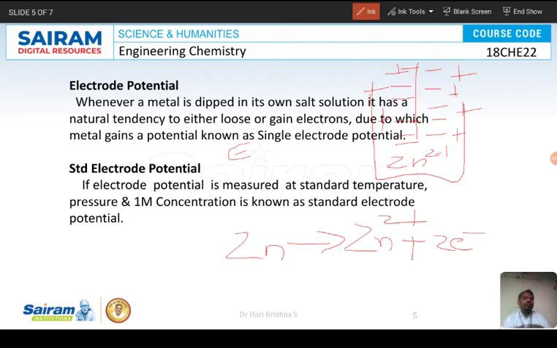So similarly, this positive and negative will attract. So there is some force of attraction. That force of attraction put together is termed as electrode potential. This entire thing is measured at standard temperature, standard pressure, and at 1 molar concentration. It is called as standard electrode potential, and it is given by E naught.